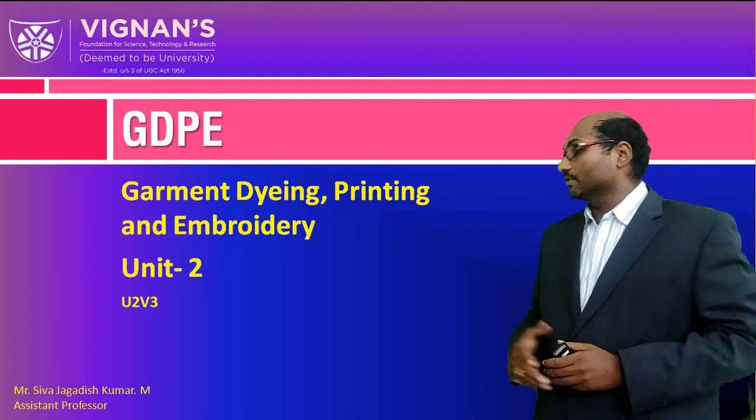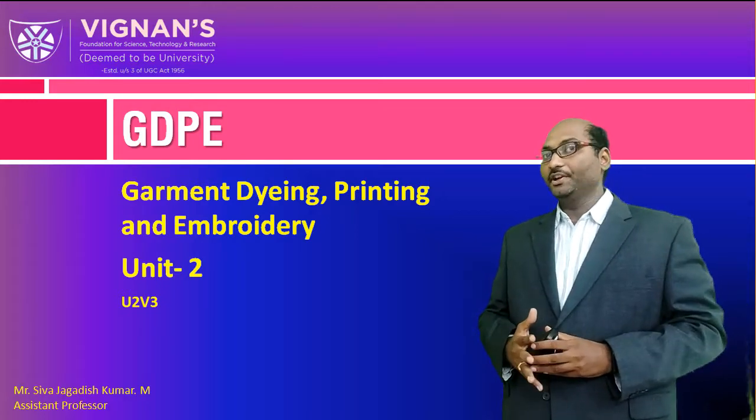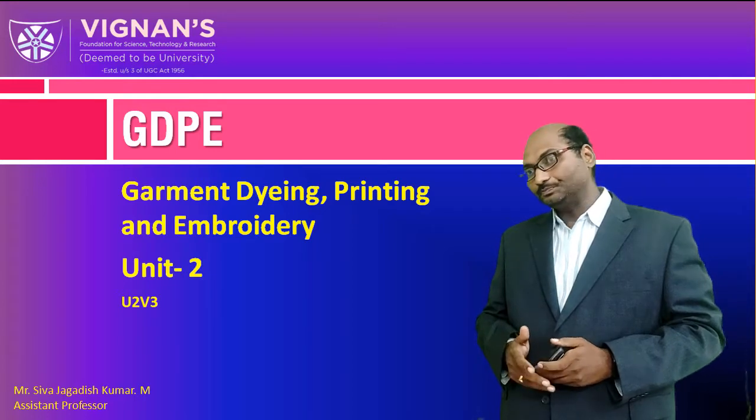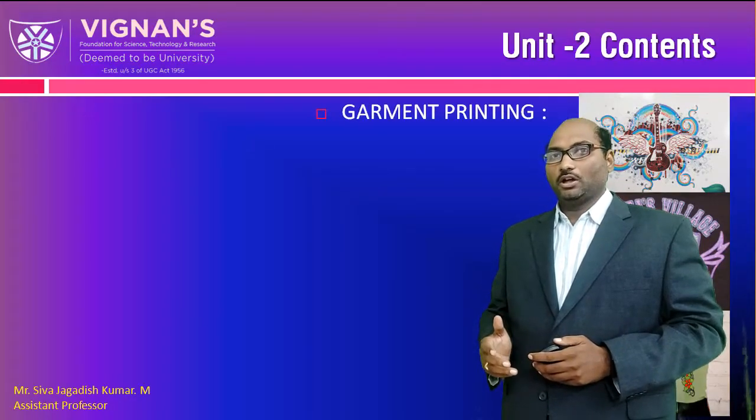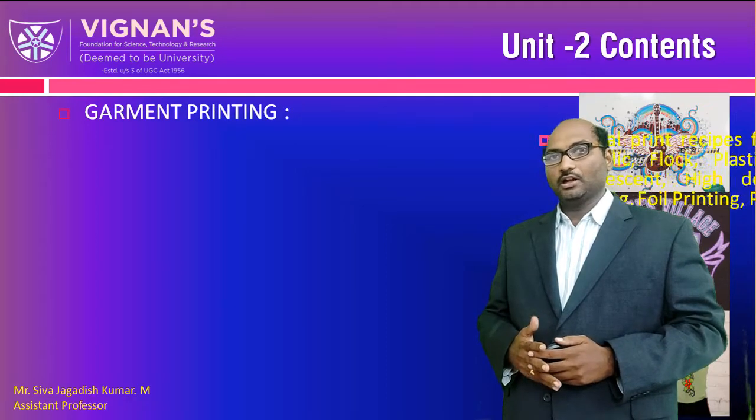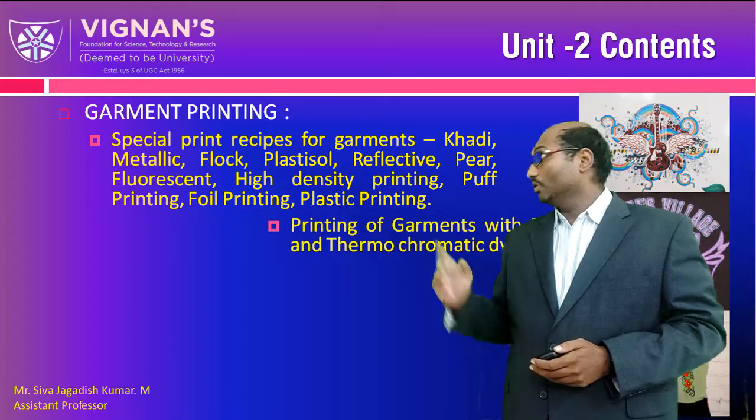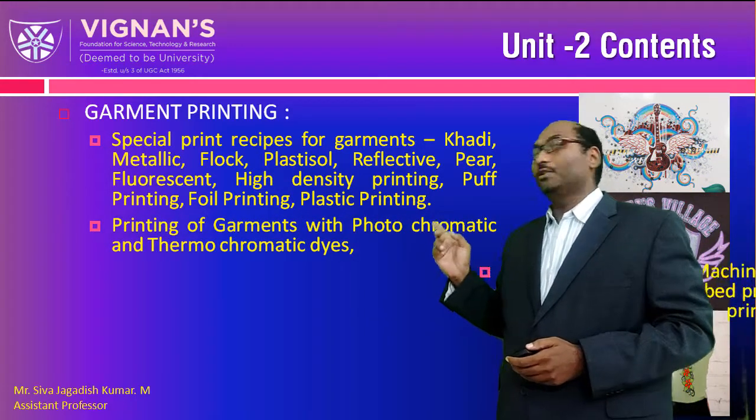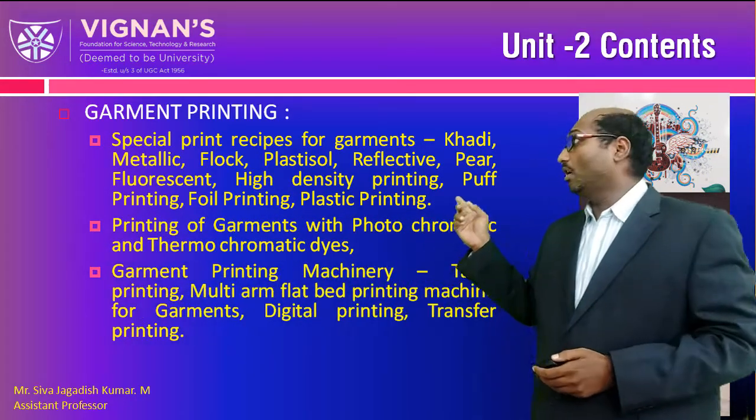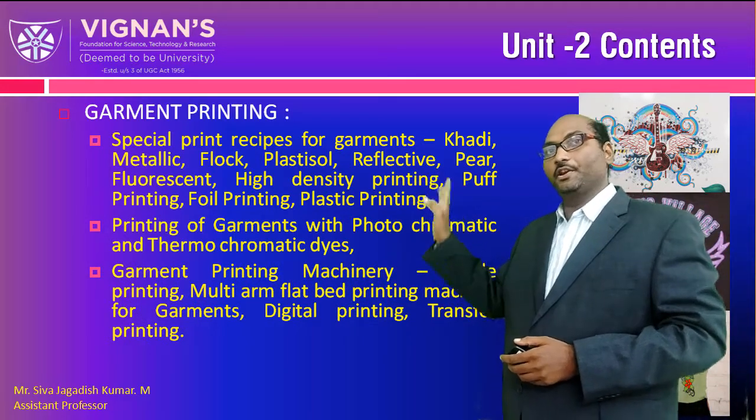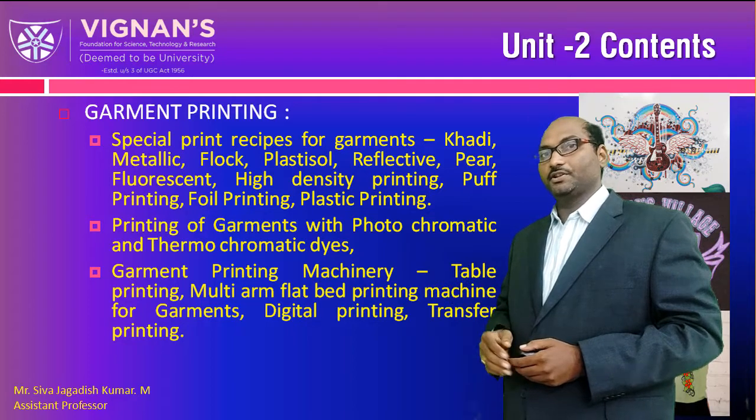Today we are going to discuss garment dyeing, printing and embroidery, unit 2, the last class of the last video. In this video, we are going to discuss the photochromatic dyes and the process of printing for various styles. Here are the unit 2 contents. Already we have discussed the recipes, so the first point is over. The second and third points are very small.